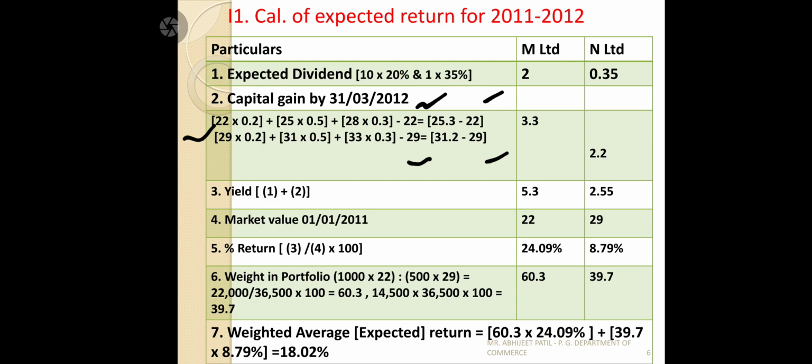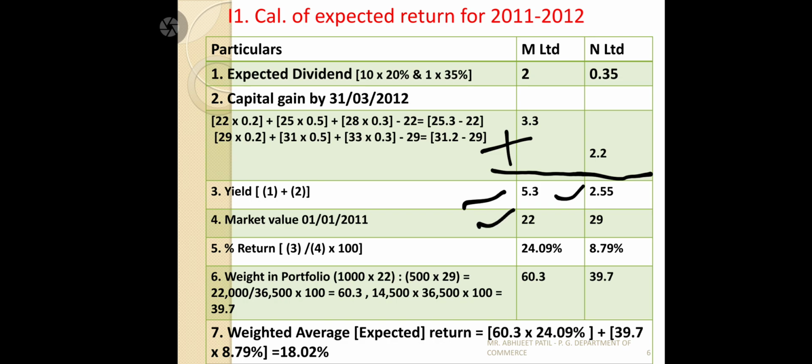So once we get the capital gain, we should make the total of your capital gain plus your expected dividend. So this will be the total of that. We'll get 2 plus 3.3, that is the yield, which is equal to 5.3, and 0.35 plus 2.2 will get 2.55. Then you can write the market values, as it is already given, 22 and 29.